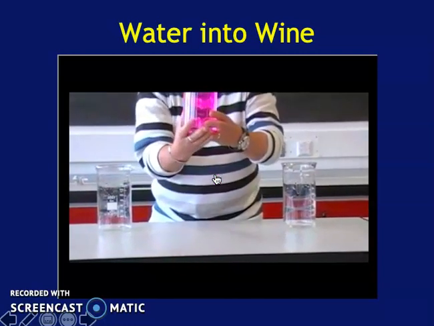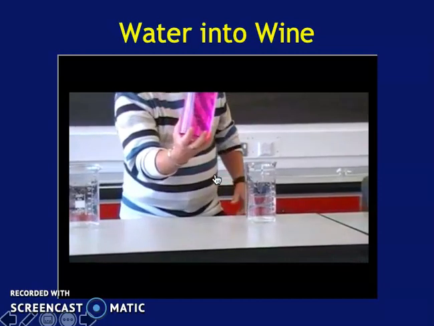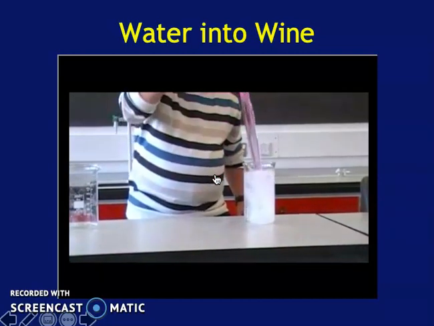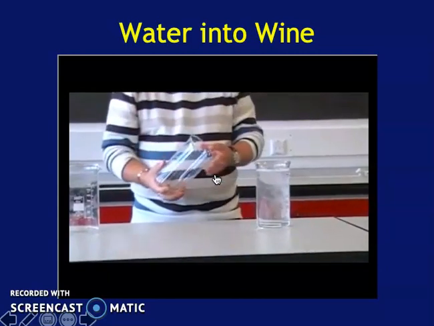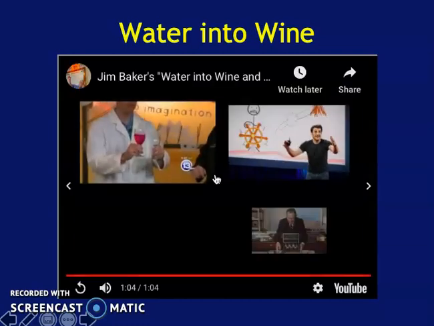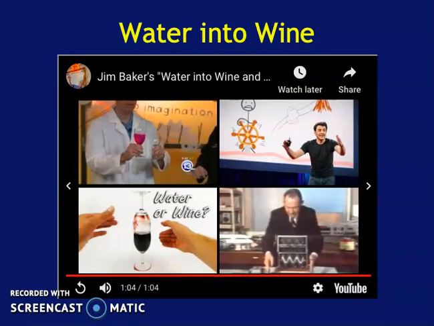Okay, he's now going to pour it into the third beaker. What do you think's going to happen? Oh my lord, he turned it back into water. So any idea how he might have done that? I hope at this point that you were all shouting at the screen and saying, miss, miss, miss.